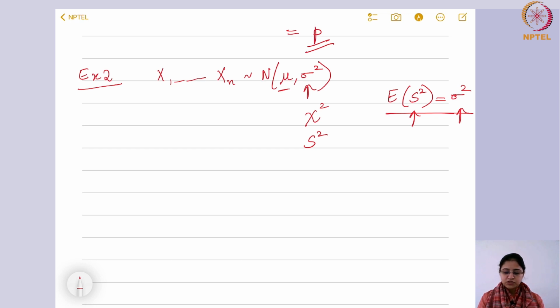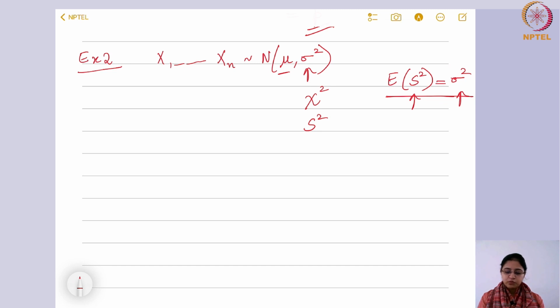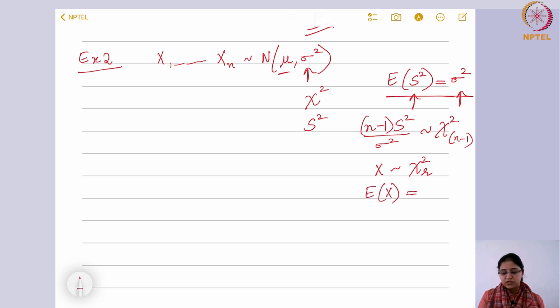In addition to this result, we also studied one more property, that n minus 1 times s square over sigma square follows chi-square with n minus 1 degrees of freedom. We also know that when you have a random variable x which is following chi-square with r degrees of freedom, then expectation of x is simply those degrees of freedom r. So with this knowledge we are going to address this: first is this thing, second is this point, and the third point is this.